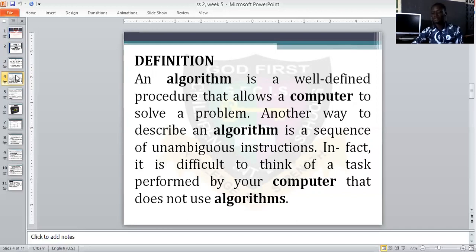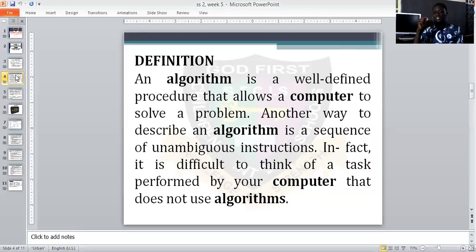The plan that a computer uses to solve a particular problem, the procedure, a guideline that the computer makes use of to solve a particular problem is what we call algorithm. Another way to describe an algorithm is a sequence of unambiguous instructions. In fact, it is difficult to think of a task performed by a computer that does not use an algorithm.